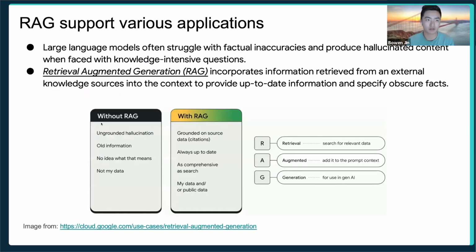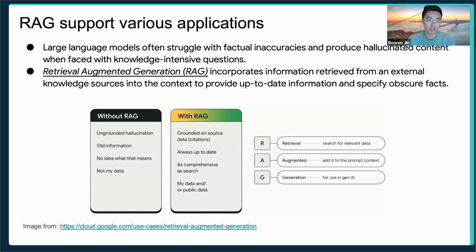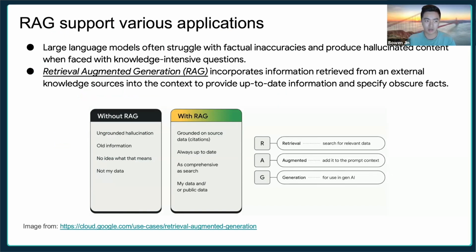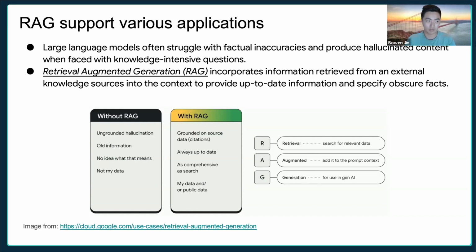First, let's come to the motivation of this work. We know that RAG supports various applications. The thing is, large language models often struggle with factual inaccuracies and produce hallucinated content when faced with knowledge-intensive questions. For example, if we just directly ask an LLM a chemistry domain question, it may not be able to answer it correctly. But what RAG proposes is that we can give the LLM the ability to interact with a chemistry knowledge base or chemistry external corpus.